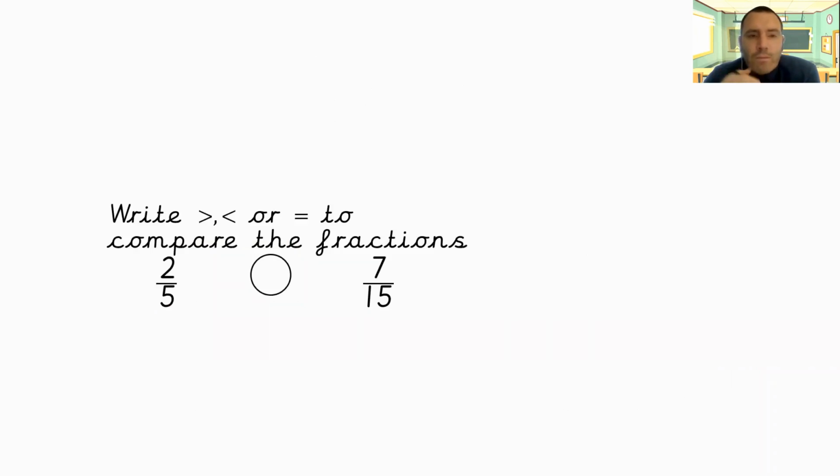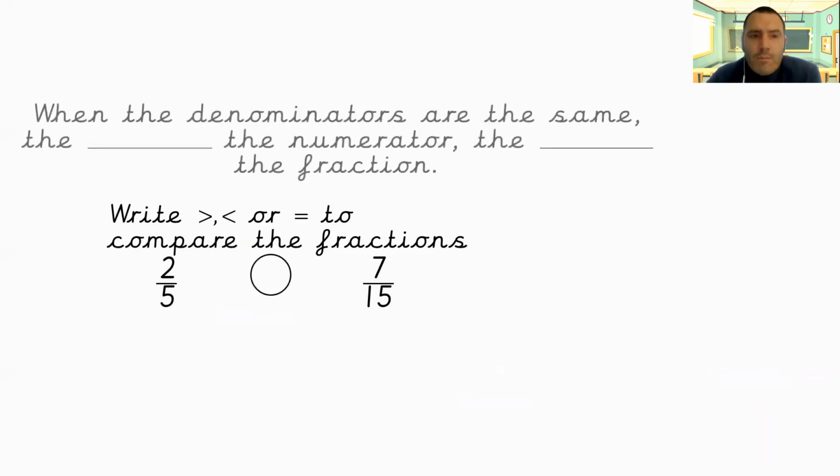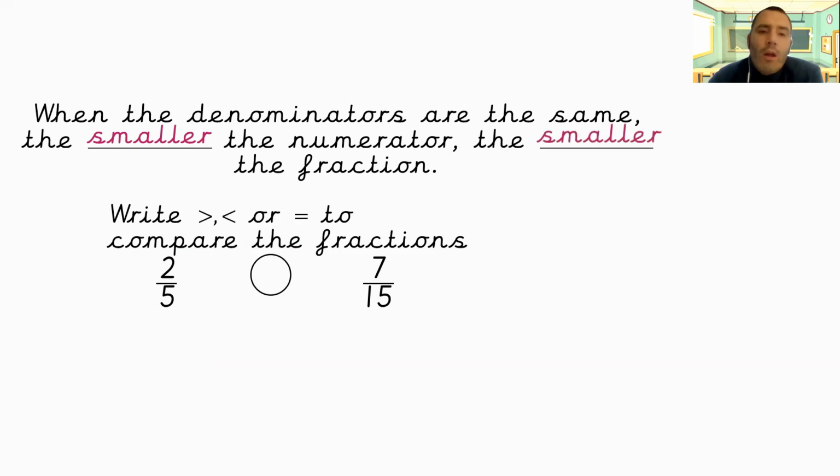So, write greater than, less than, or equal to compare these fractions. So when the denominators are the same, we know this. The smaller the numerator, the smaller the fraction. Here, though, 2/5 and 7/15. We don't have the same denominators. So we need to make them the same. We need to use our finding an equivalent fraction.